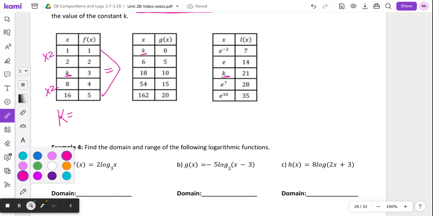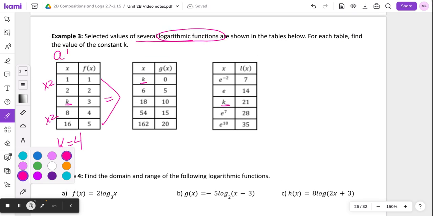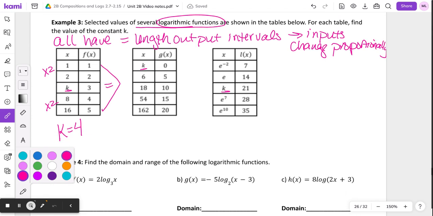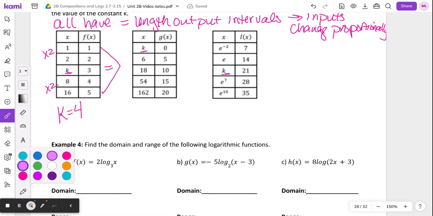So in this case, k would have to be 2 times 2, which is 4, and then 4 times 2 would get you 8. Okay, so these all have equal length output intervals, and the inputs change proportionally. So we're looking for what that proportional scale factor is and then applying it.